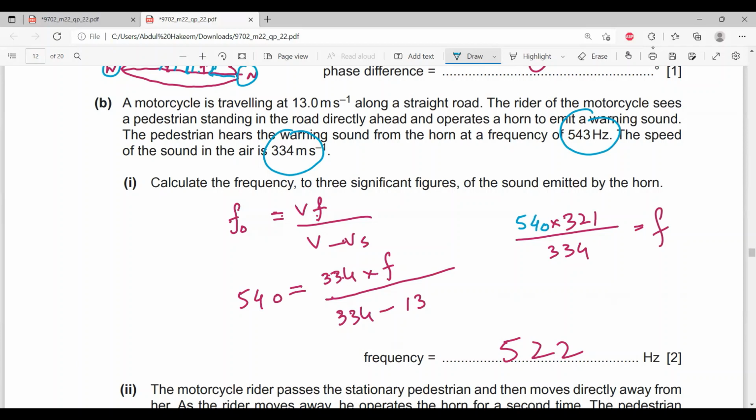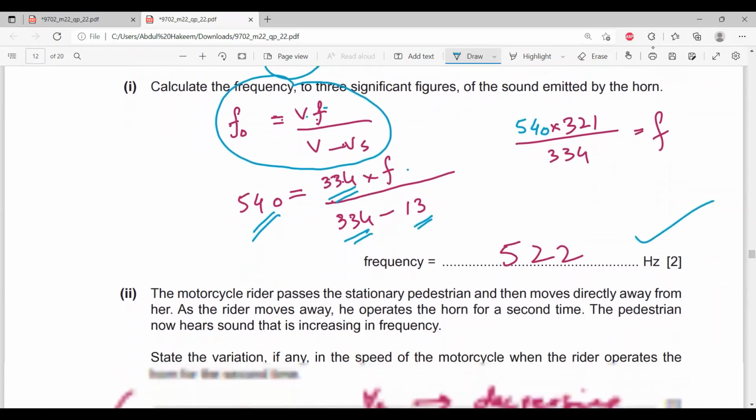Look, the rider sees the pedestrian directly ahead and operates the horn. So look at this formula. Actually, the motorbike is approaching towards the observer. That's why you will write f0 is equal to fs v over v minus vs. Observed frequency is 540. Speed of sound is 334. Frequency actually required is 334 minus the speed of the motorbike, 13. After calculation, to three significant figures, it is 522.